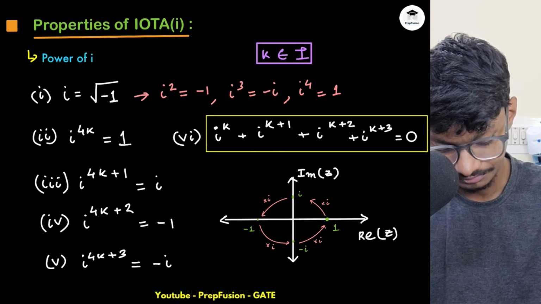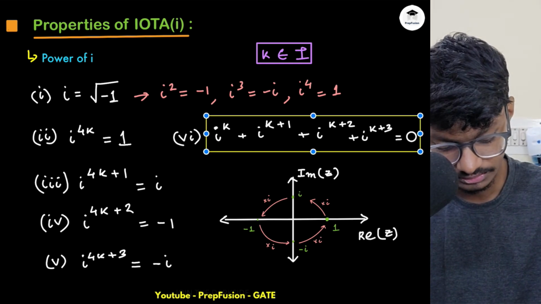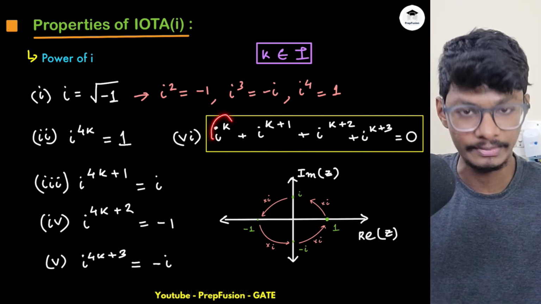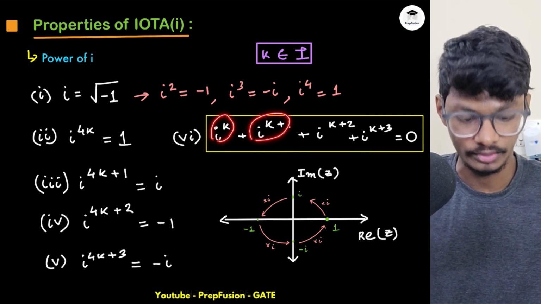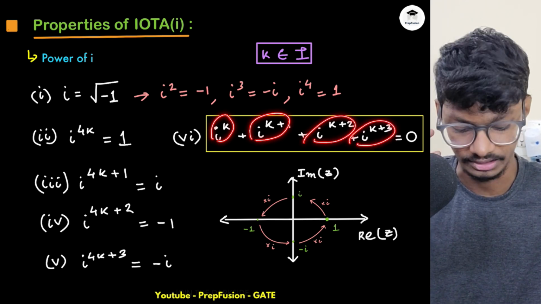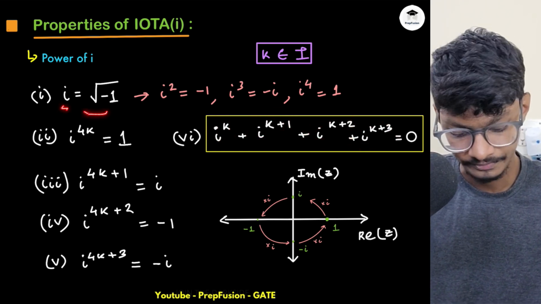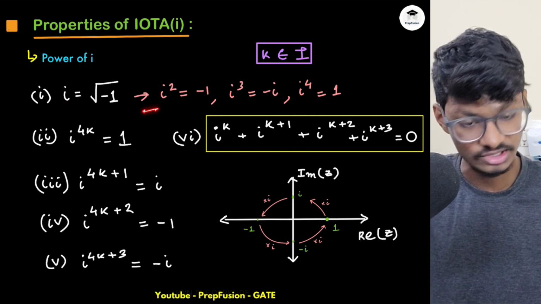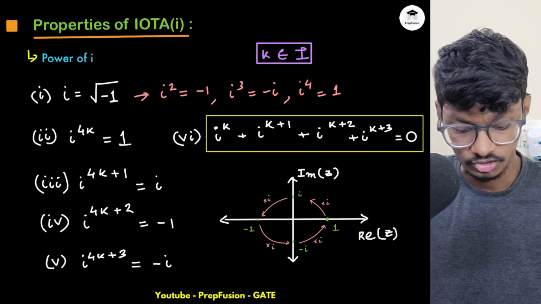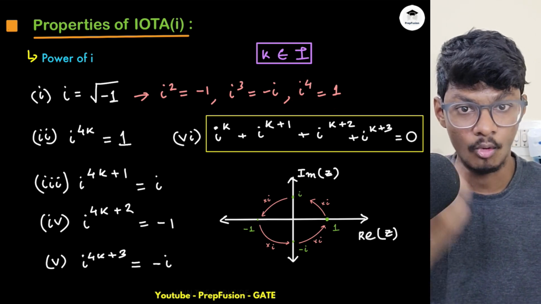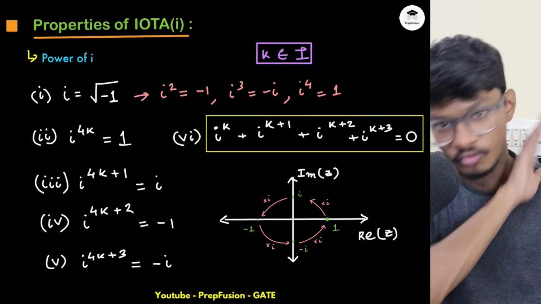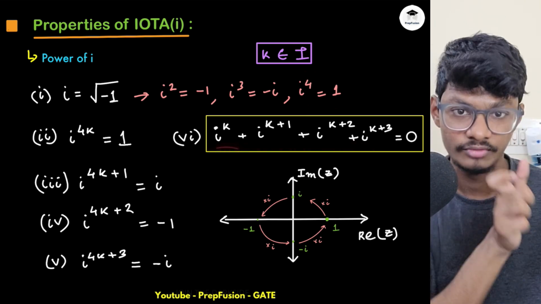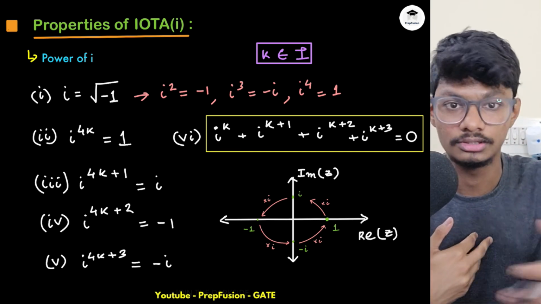So if I add up four consecutive powers, first I'm adding i raised to power 1, then i square, then i cube, then i raised to power 4. What is happening? i raised to power 1 is i itself, i square is -1, i cube is -i, so i minus i gets cancelled, i square is -1, and i raised to power 4 is 1, so -1 and 1 get cancelled. So overall what do I get? I get 0.